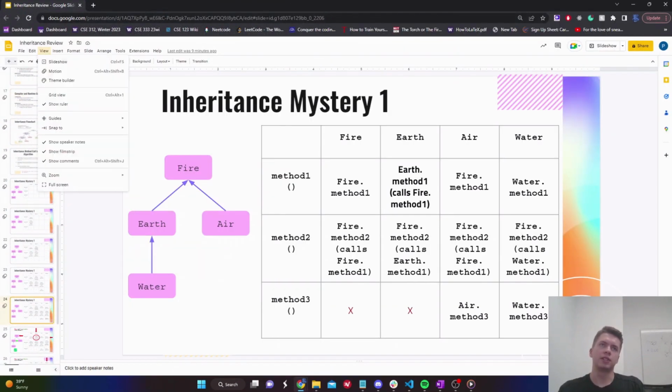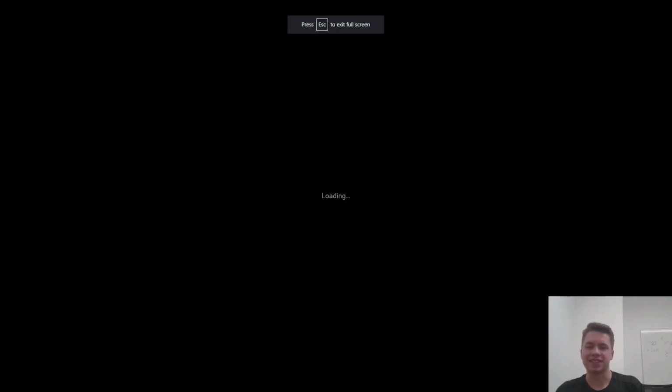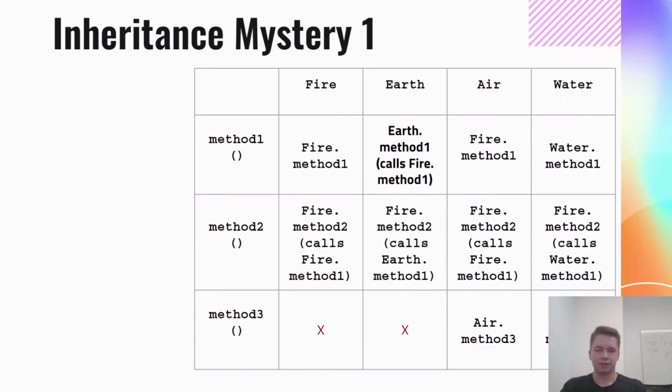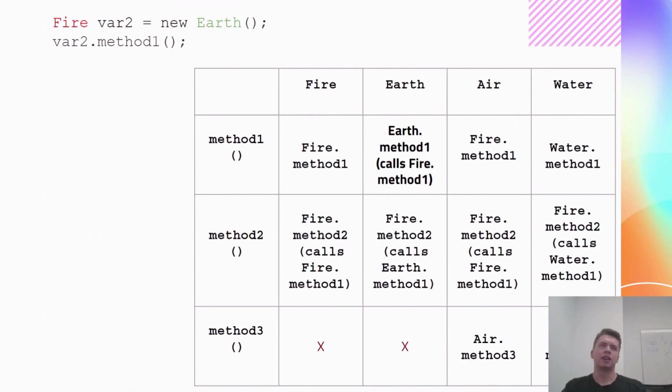Finally, let's use this grid to complete some practice problems and walk through the inheritance method lookup algorithm. Great. So let's say we have a variable of declared type fire and of actual type earth. We want to call var2.method1.